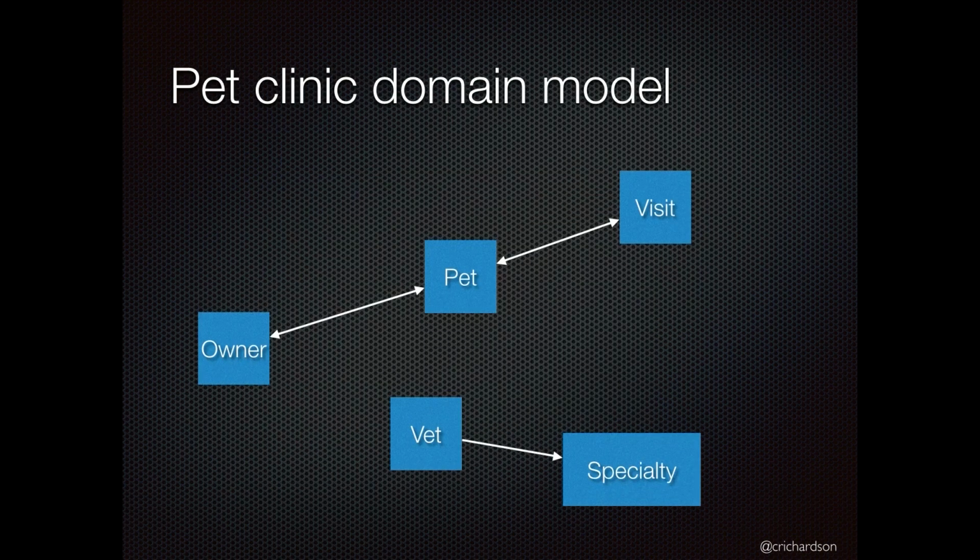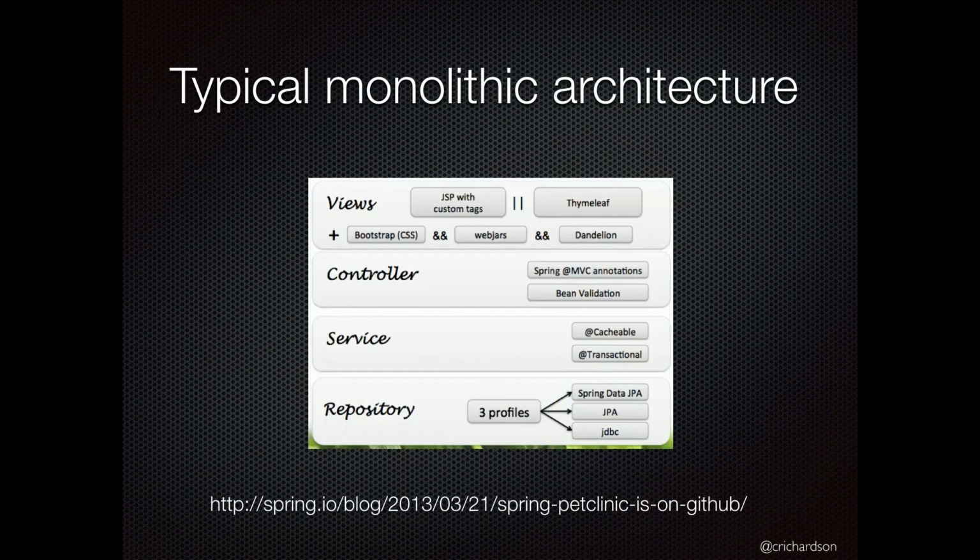And the domain model is pretty simple. There's owners, which represent people. They have one or more pets. And then pets can have one or more visits. And then you also have vets that have specialties.